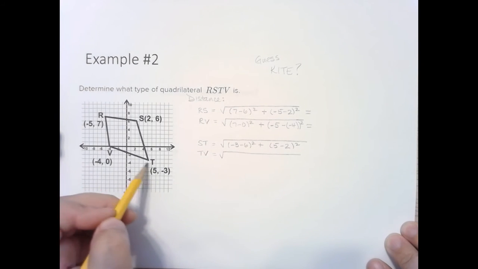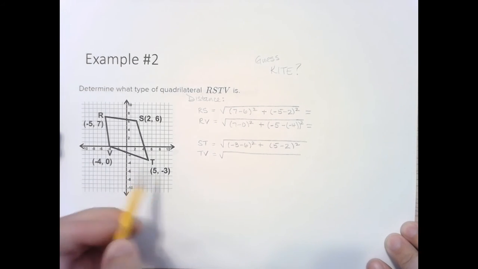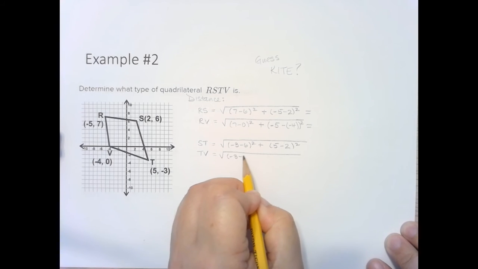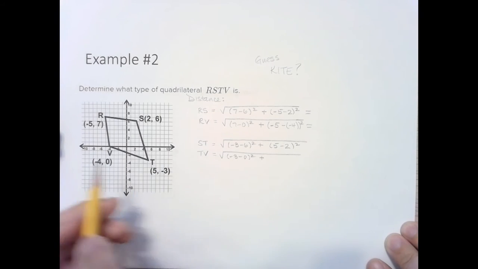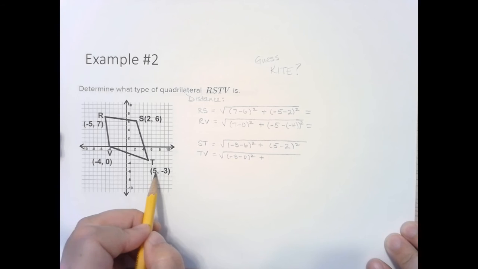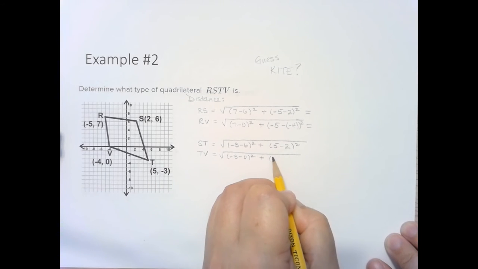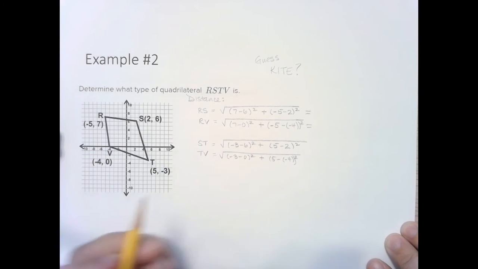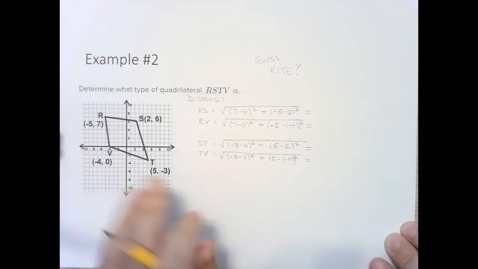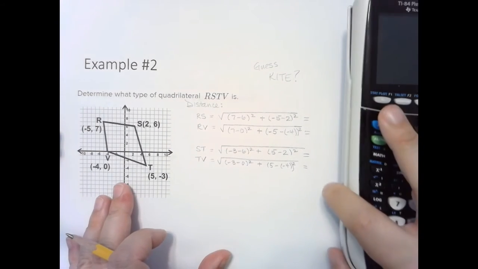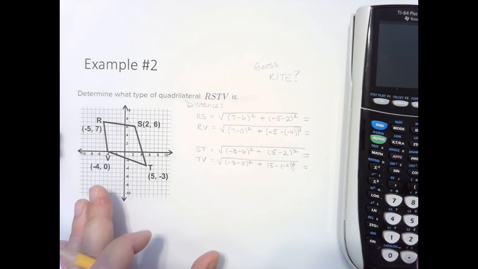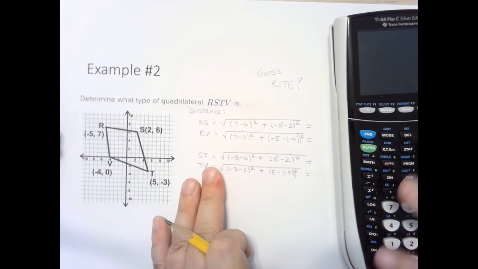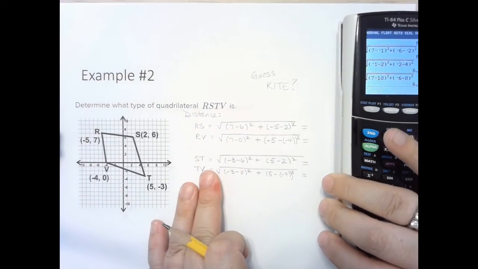Now I'm going to go T to V. If I start with negative 3 minus 0 squared, and then 5 minus negative 4 squared. All right, so now I'm going to type these things in.